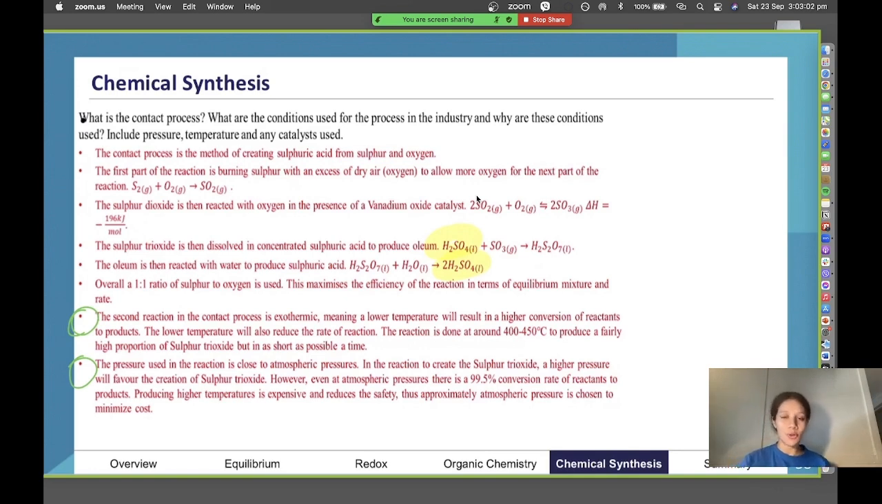If you lower the temperature too much, you're not going to have a high enough rate of reaction. But if you make it too high, then you're not going to be favoring the fact that it's exothermic.